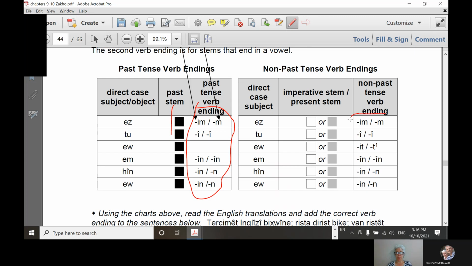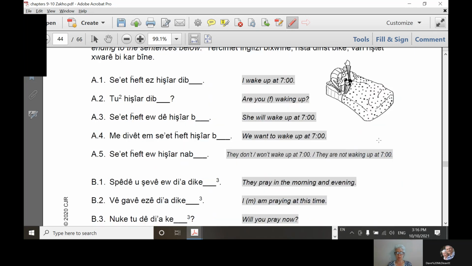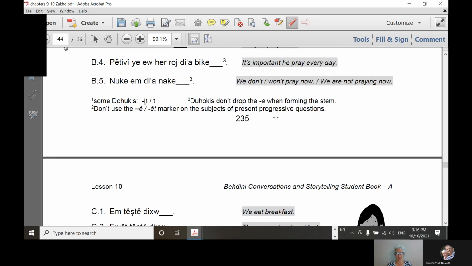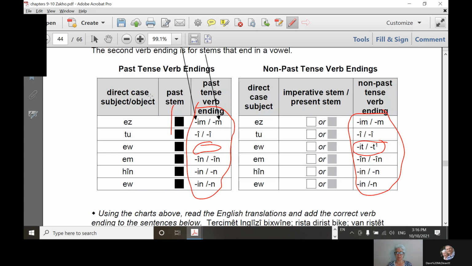These compared with non-past tense verb endings are exactly the same, except that where there is a nothing ending, now we have an ending. And this differs from Zacho to Hooki. Some Hookies will say eat instead of it. So that's where you need to listen to your language helper, find out how that language helper speaks, and then you imitate that person.